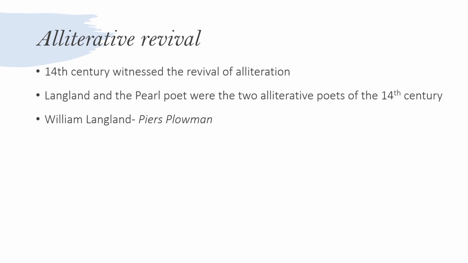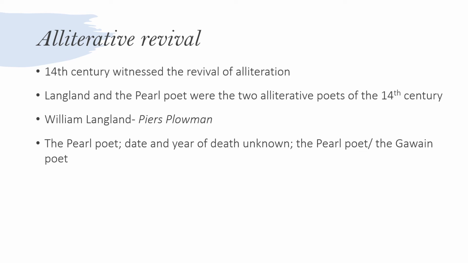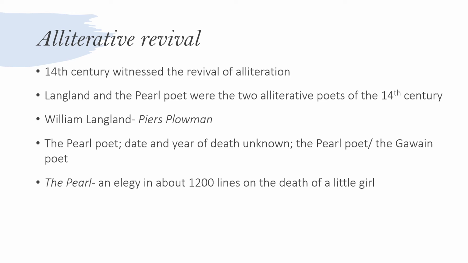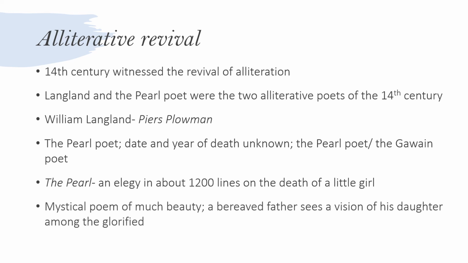William Langland wrote the poem Piers Plowman, and another poet, the Pearl Poet, the date or year of death is unknown. Nothing is known about the Pearl Poet. He is known as the Pearl Poet because he wrote the poem The Pearl. He is also called the Gawain Poet. The Pearl is an elegy in about 1200 lines on the death of a little girl. It's a mystical poem of much beauty.